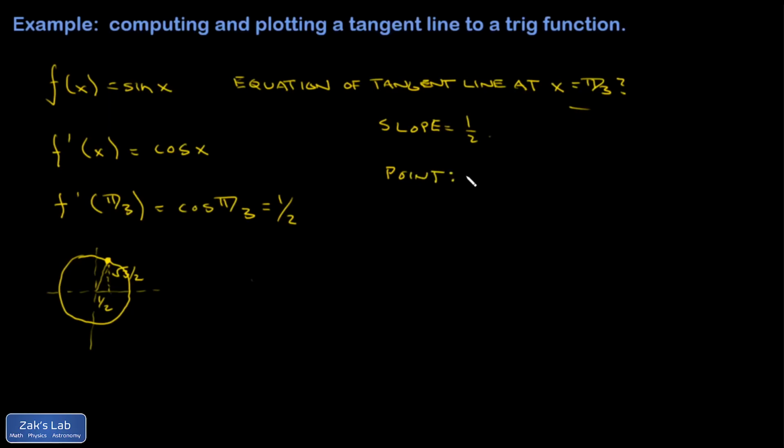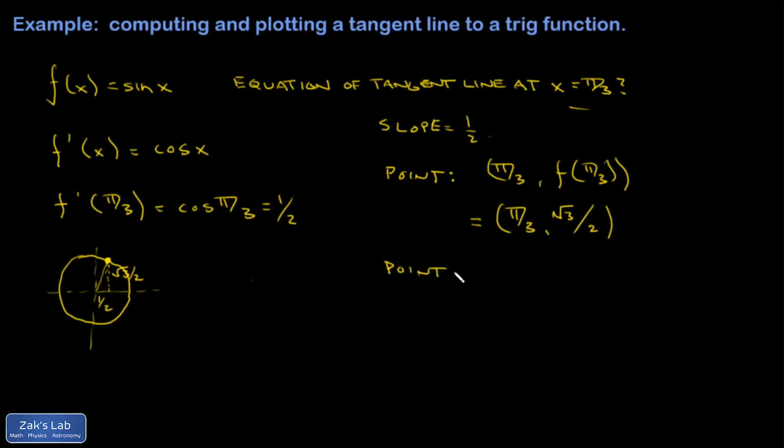Well, I still need to get a point on the tangent line, and that's just the point where it's actually touching the function. So the point is going to be pi over 3 for the x-coordinate and f of pi over 3 for the y-coordinate. Well, pi over 3 just is what it is. F of pi over 3, that's the sine of pi over 3, and I just talked about that on the unit circle. Root 3 over 2.